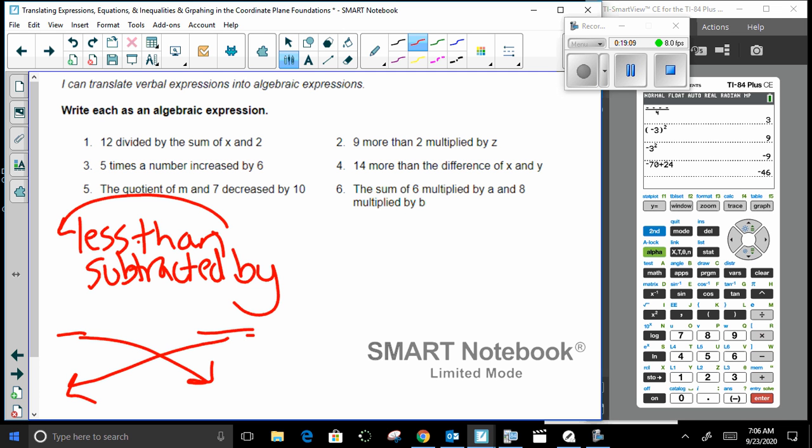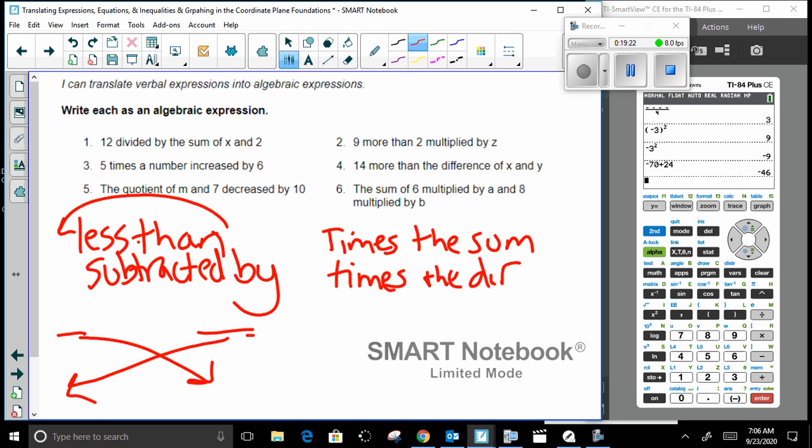The other thing to be cautious about is times the sum and times the difference. That means you've got to use parentheses. Okay? All right, let's go ahead.